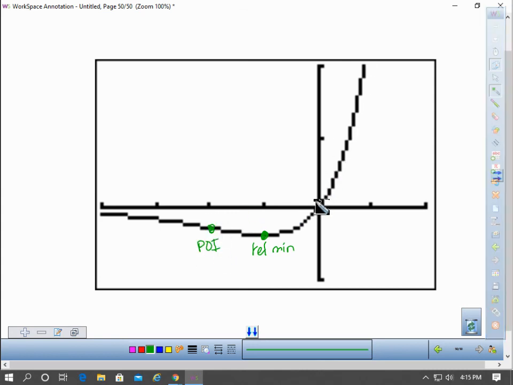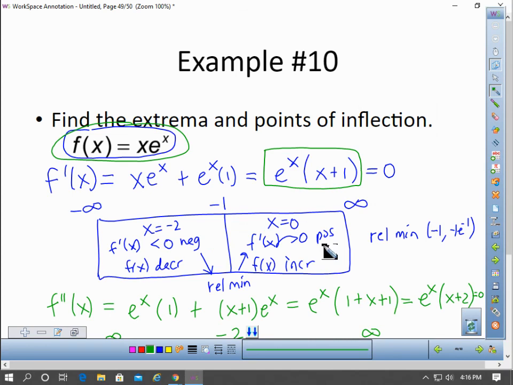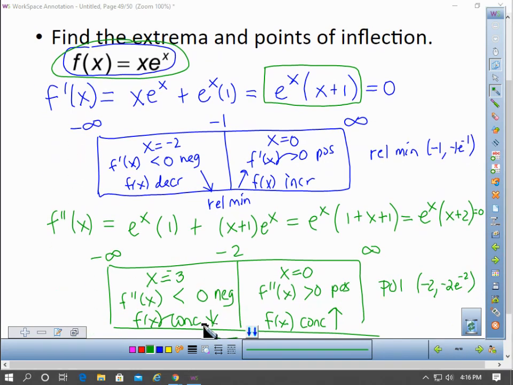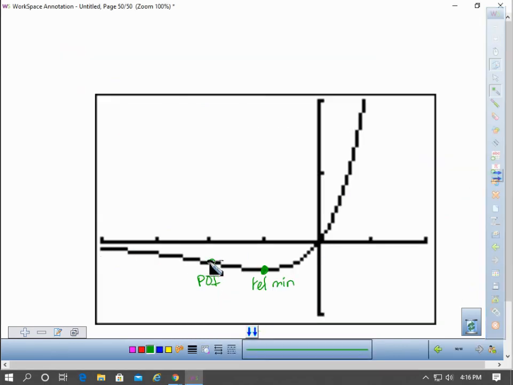So we are concave up here, and then we are concave down to the left. So if you notice, we were concave down, and then we were concave up. And for our relative min, we were decreasing, and then we were increasing. So this is a decreasing function, then it's increasing. So my relative min, and then here at my POI, I'm concave down, then it turns and goes concave up.